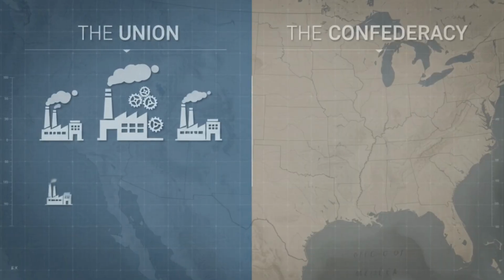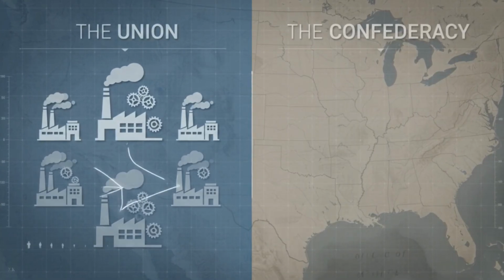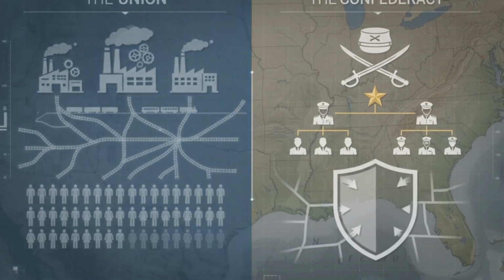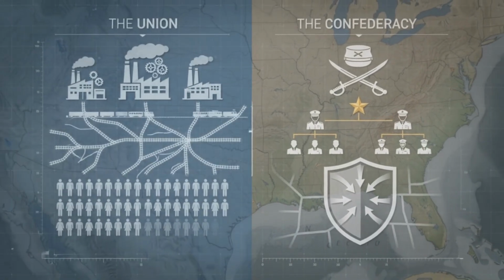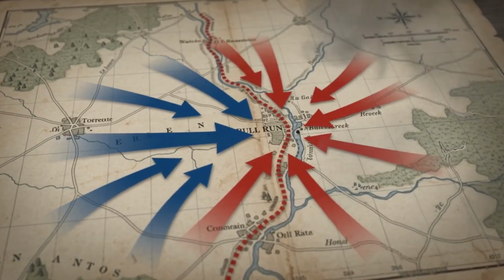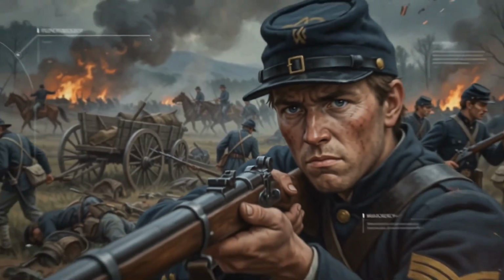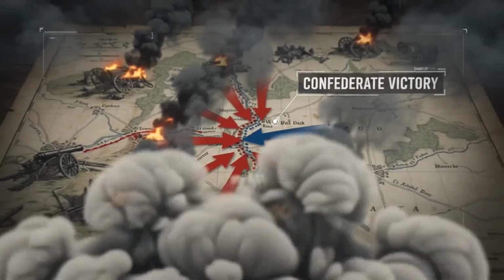The Union possessed more factories, railroads, and people. The Confederacy relied on experienced military leaders and defensive strategy. The First Battle of Bull Run shattered hopes of a quick victory. Both sides realized the war would be long and devastating.